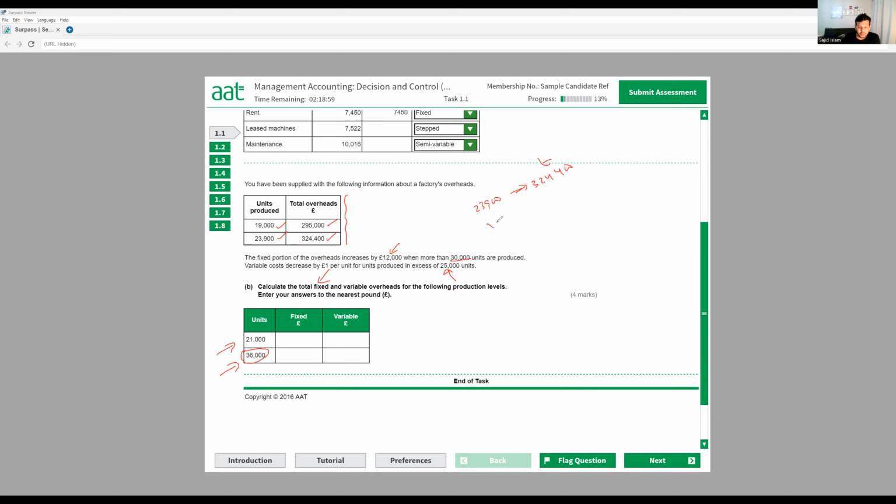And the lower unit is 19,000, and the cost is 295,000. You have to find the difference between these two. So it's 324,400 minus 295,000. That gives me 29,400. And here we have 23,900 minus 19,000, and that gives me 4,900.